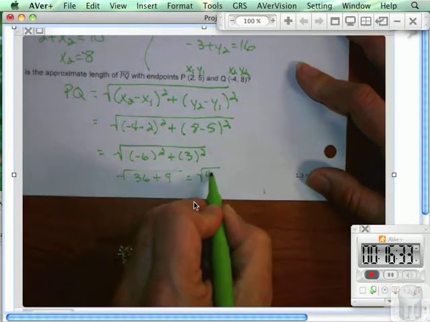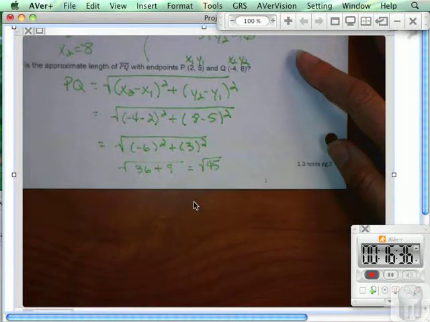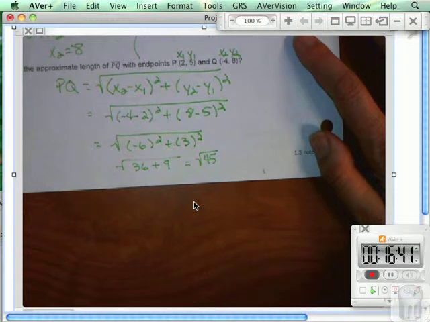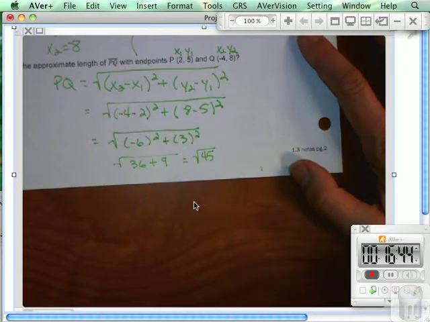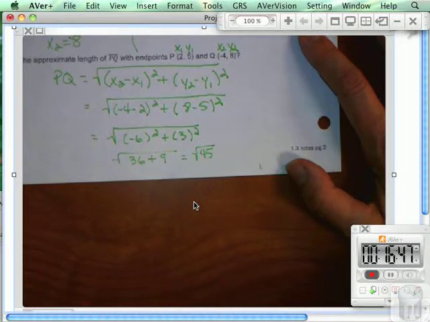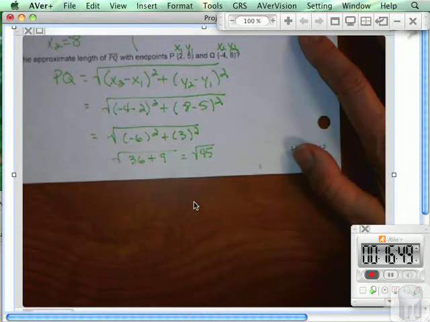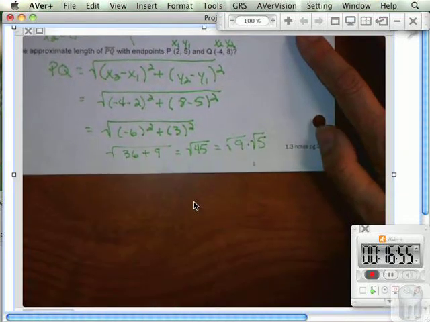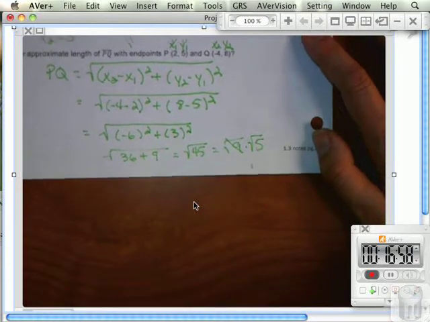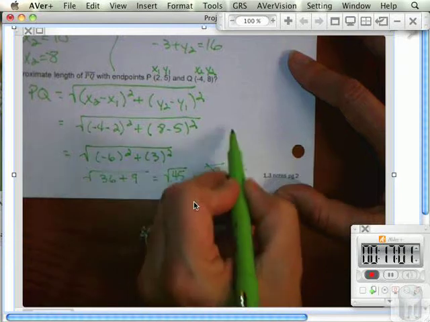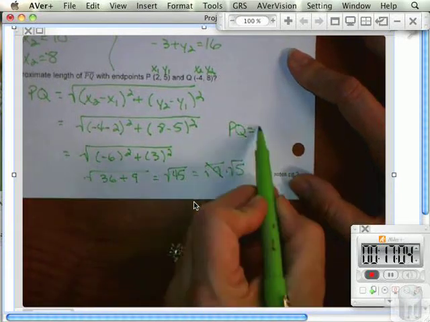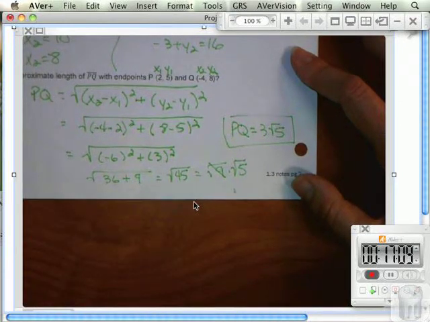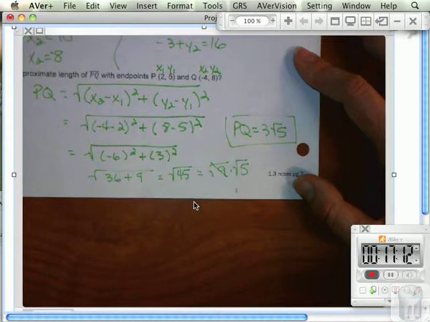Square root of 45. Now we could just give you the decimal answer, or we could put it in simplified form. Remember simplified form? We practiced that. You have to think what factor is a perfect square, and it is the square root of 9 times the square root of 5. And then you take the square root of 9, and you would write PQ equals 3 times the square root of 5. Doable? You can do this, all right?